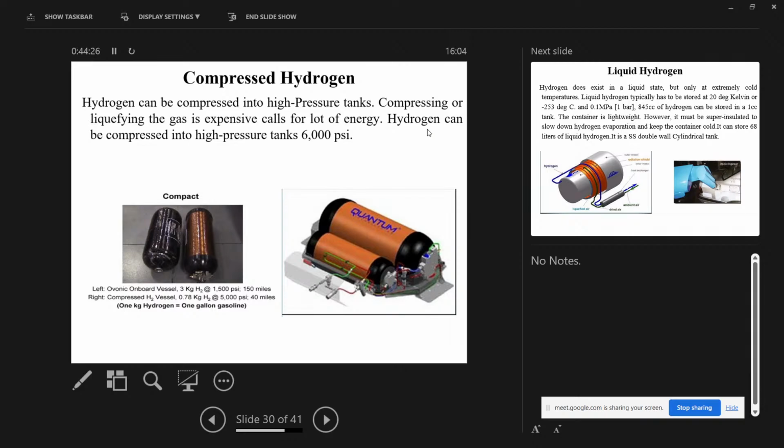The third process through which we can store the hydrogen is liquid hydrogen. So hydrogen does exist in liquid form, but it is only possible in liquid hydrogen conditions, at even minus 273 temperature, and a very low pressure of like 1 bar or 0.1 millipascal or gigapascal, sorry.